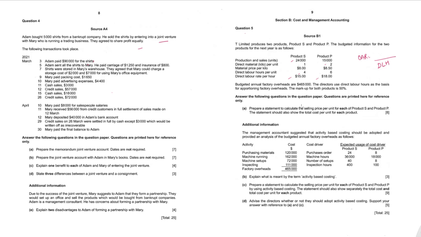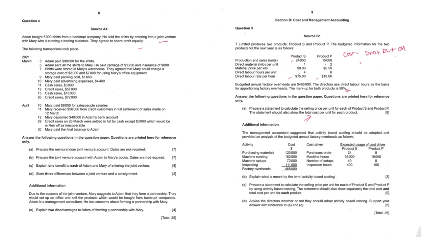In part A, prepare a statement to calculate the selling price per unit for product S and P. It should also show the total cost per unit. So obviously, for calculating selling price, you need the total cost. So in your statement, you will have to show the total cost for both the products. On that, add 50% markup, and you will arrive at your selling price. So what will be the total cost? Total cost for each of the products will be direct material plus direct labor plus your overhead cost.